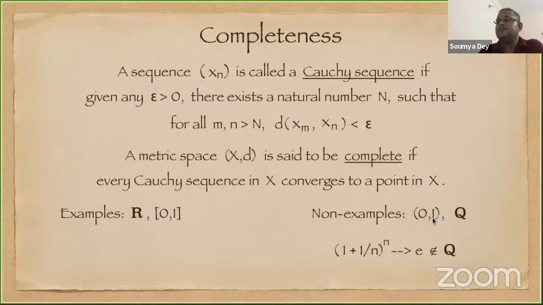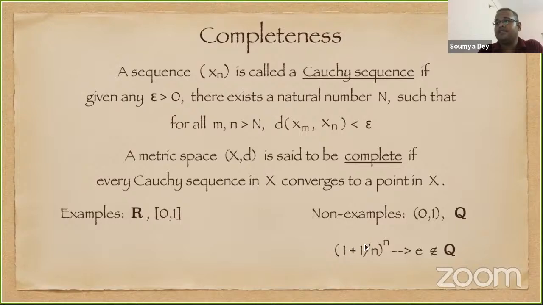What about the 0, 1 open interval? This is not complete. Why? Because again, you can take the sequence 1 by n. This is a Cauchy sequence which sits inside the 0, 1 open interval, but it is not convergent in 0, 1, because the limit of this sequence is not inside the set 0, 1. It's outside. So it's not convergent in 0, 1.